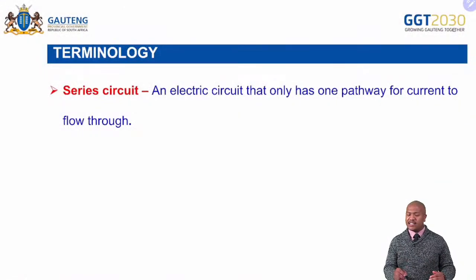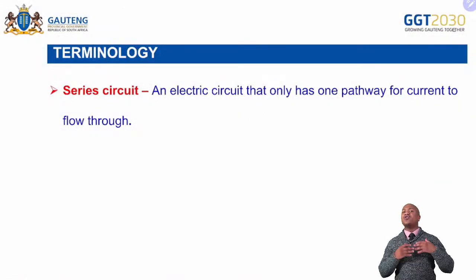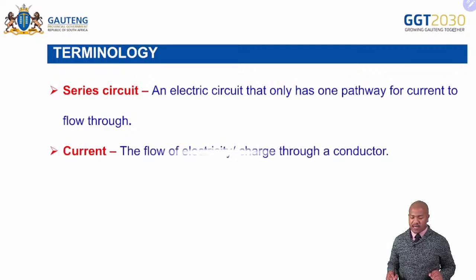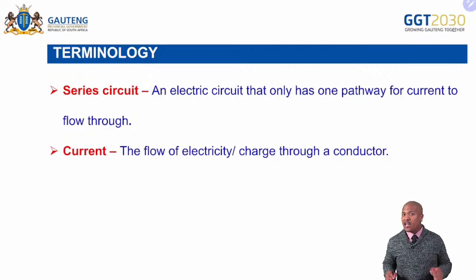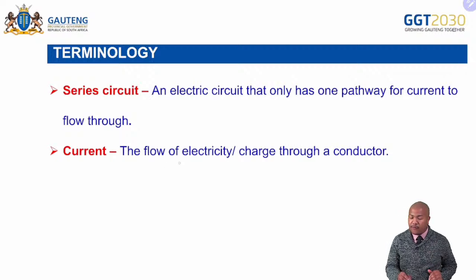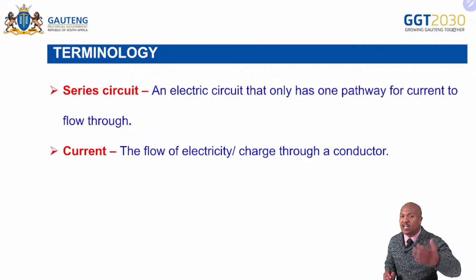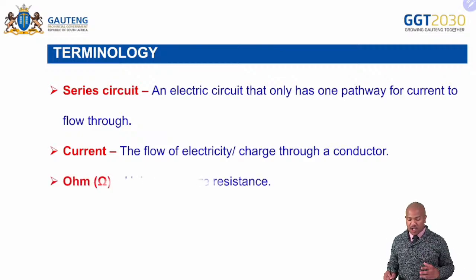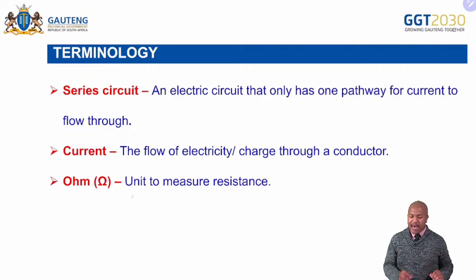A series circuit is an electric circuit that has only one pathway for current to pass through. It is an electric circuit that has only one pathway for current to flow through. And we have another one here, which is current. Now, what is this current? Current is the flow of electricity or the flow of charge through a conductor. We then have ohm. What is an ohm? An ohm is a unit of measurement for resistance.